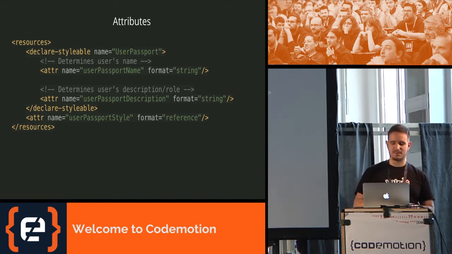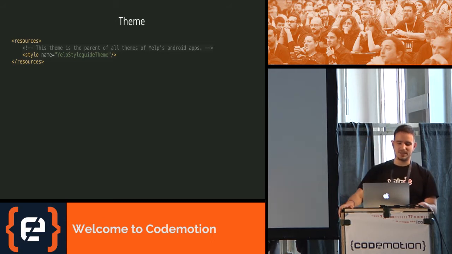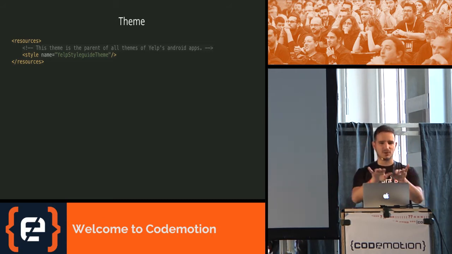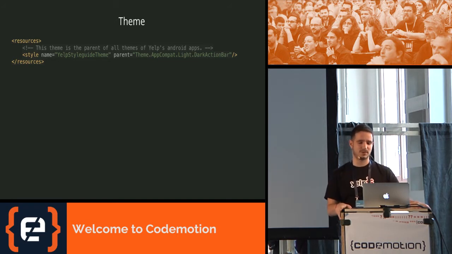So let's talk about the theme. We defined a unique theme for all of our Android applications called Yelp Style Guide Theme. So all the applications will inherit from this theme, and we define this as a sub-theme of one of the Android support library themes.